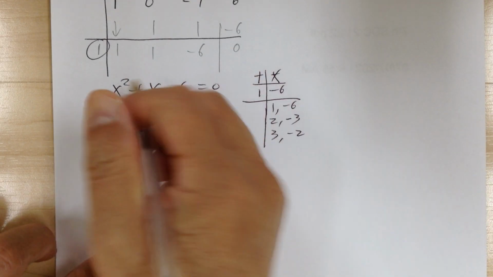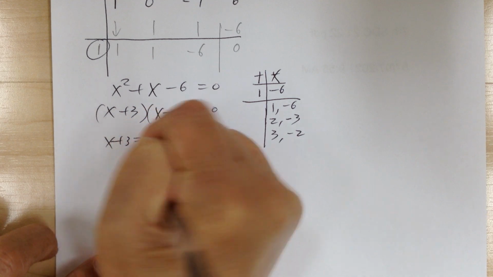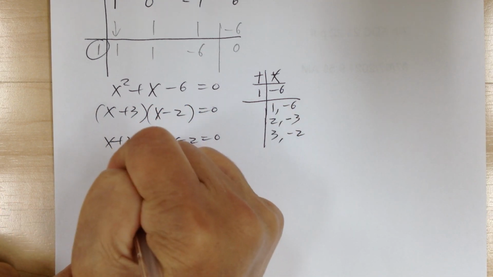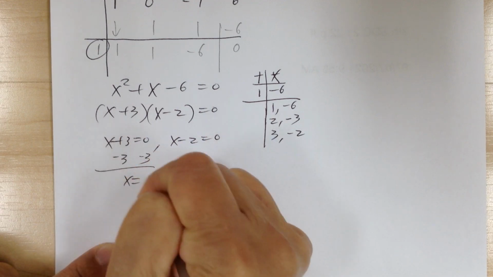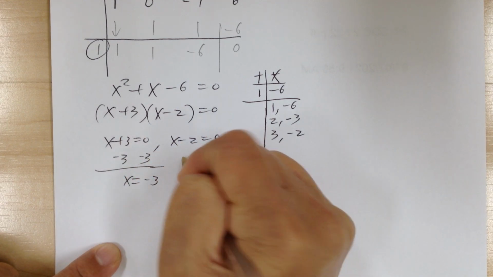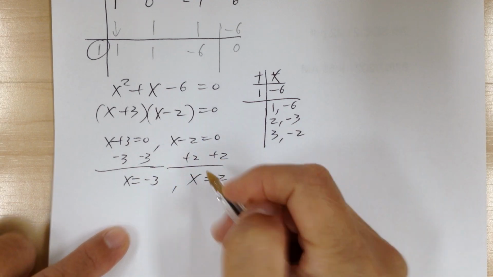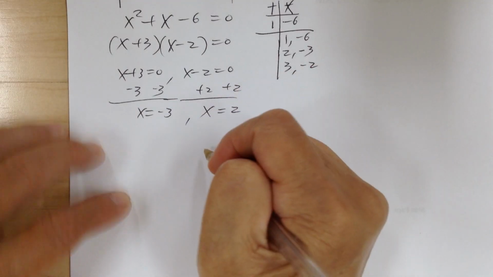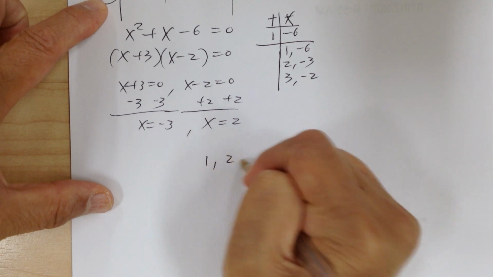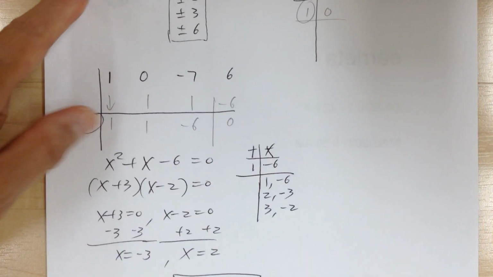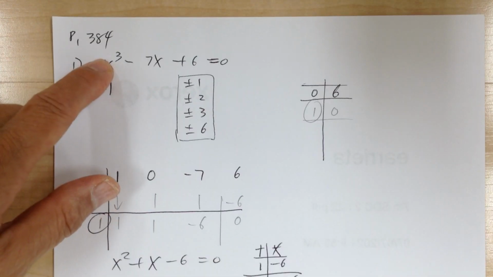And again, you set each one equal to 0. Then minus 3 on each side, so you get x equal to negative 3. Plus 2 on each side, so you get x equal to 2. So those are your 3 answers: 1, 2, negative 3. This way, with the x cubed, you're going to get 3 answers.